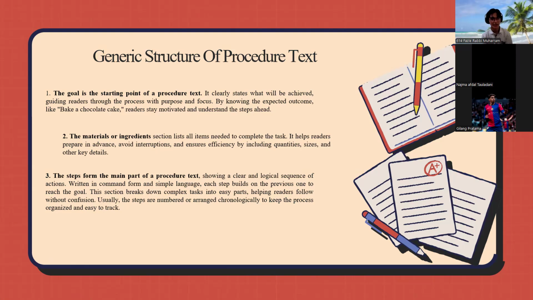Third, the steps form the main part of a procedure text, showing a clear and logical sequence of actions, written in command form and simple language. Each step builds on the previous one to reach the goal. This section breaks down complex tasks into easy parts, helping readers follow without confusion. Usually, the steps are numbered or arranged chronologically to keep the process organized and easy to track.